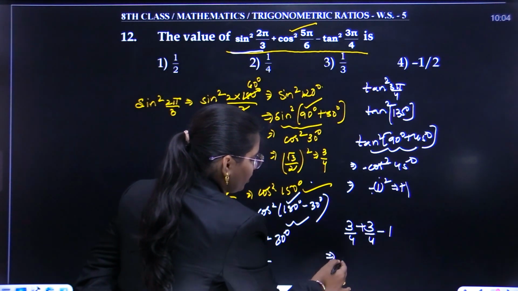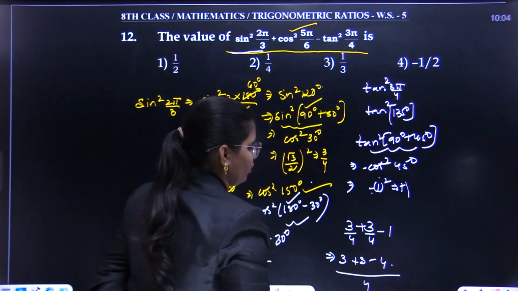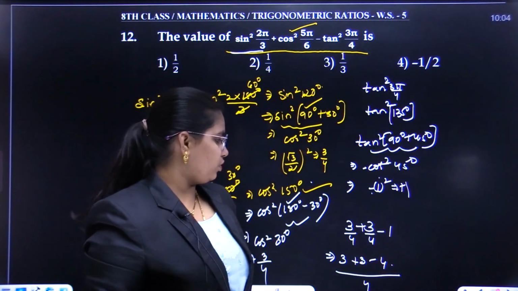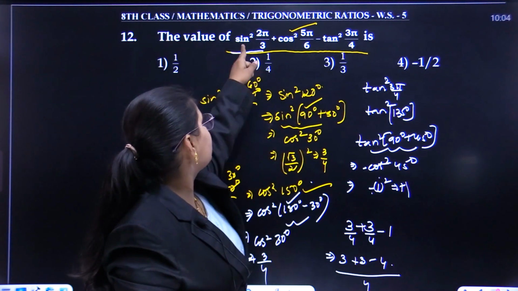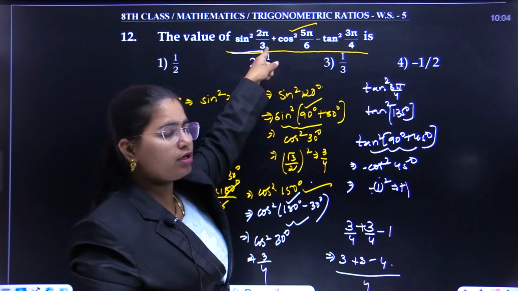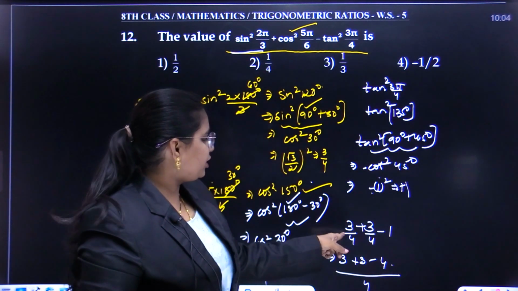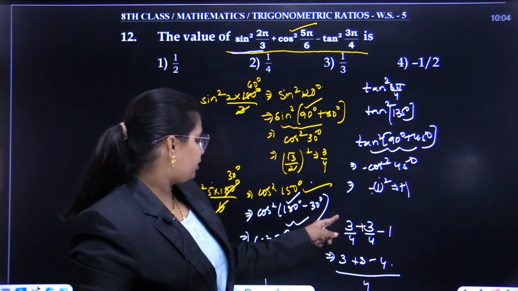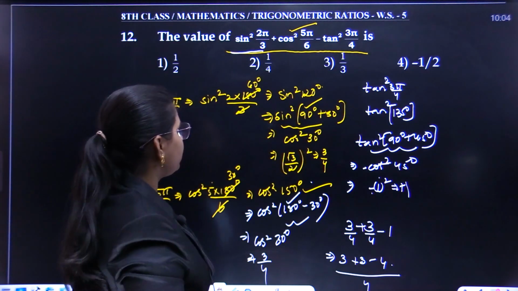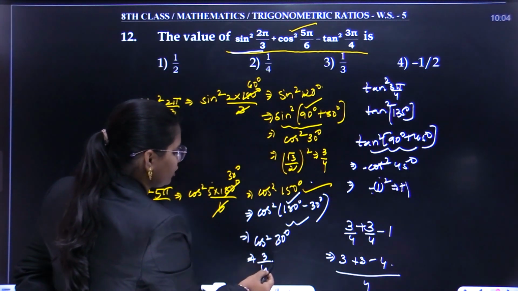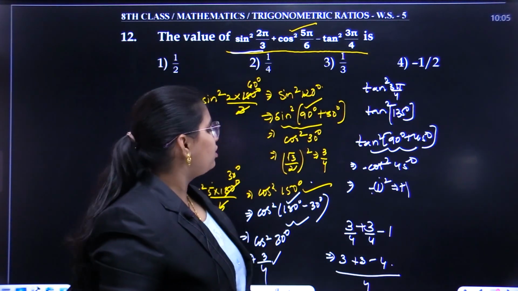Take out 4 as LCM. 3 plus 3 minus 4. Am I clear? So let's recheck the substitution part. First is sine square 2 pi by 3. If anybody is not clear, just look at me. Sine square 2 pi by 3 is 3 by 4, so that particular value I have substituted here. Next, cos square 5 pi by 6. Again, I have substituted 3 by 4 here. So what is the next part I am left with?